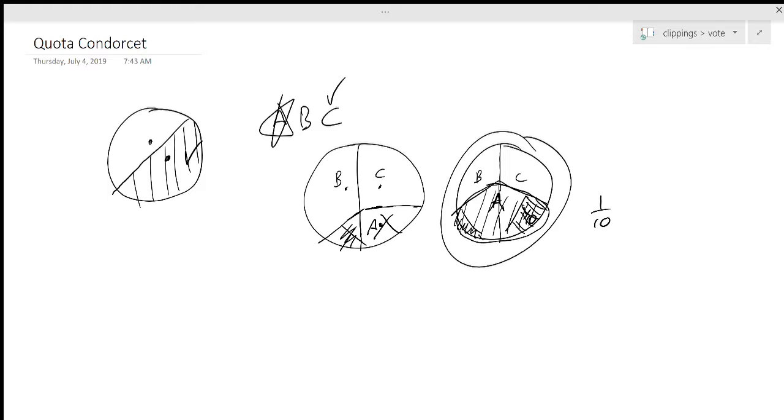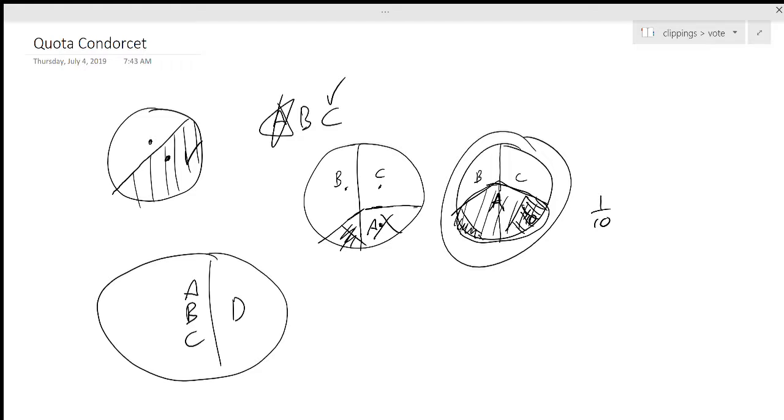So the idea is that if you have A, B, and C on this side, and D on that side, and there's a lot more people on the A, B, and C side, then you should be able to have an A person win, a B person win, a C person win, and a D person win. And that kind of divides up the territory equally.